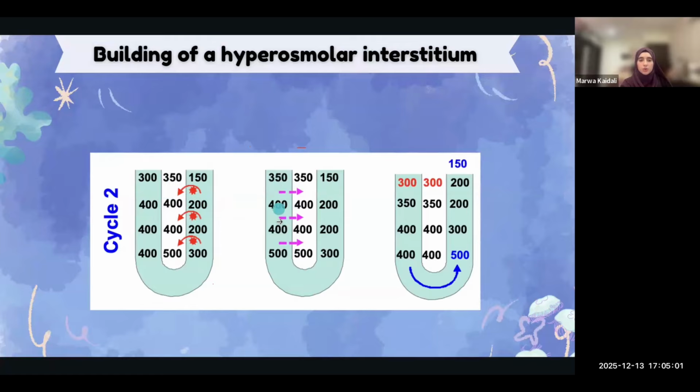The second step is to equalize the osmolality between the descending limb and the interstitium, which is done here. And then finally, a new unit of fluid is going to come in and shift the fluid to the other side, which is going to break the gradient. So we want a new gradient to be made. This is again going to trigger the next cycle.